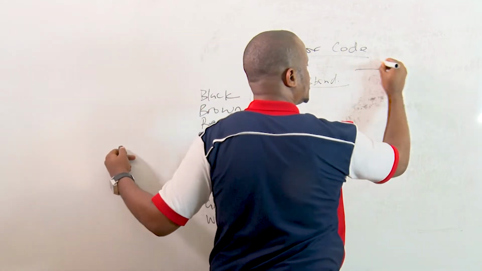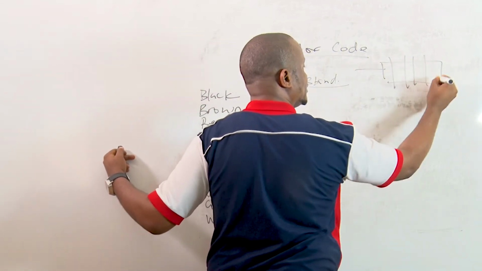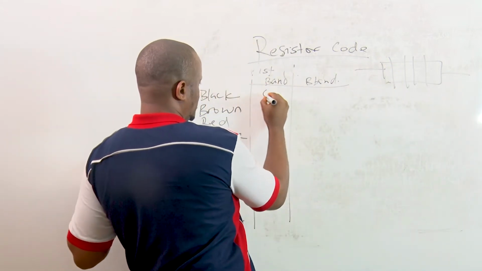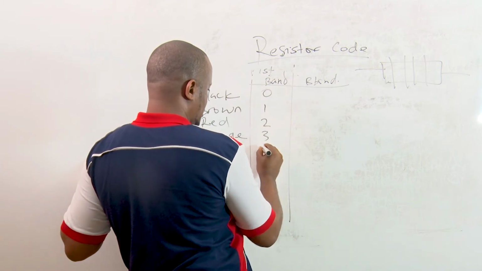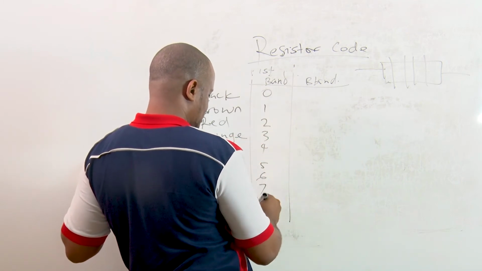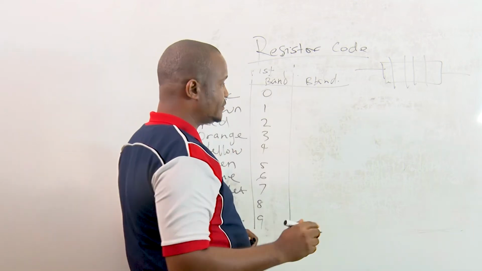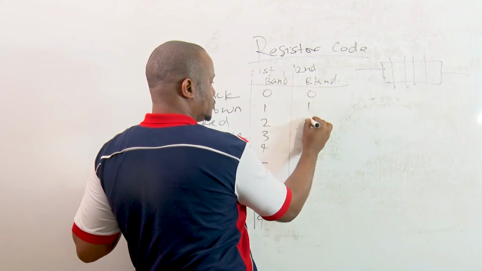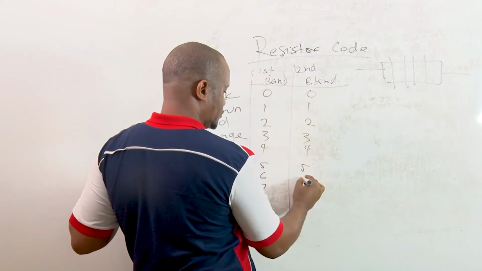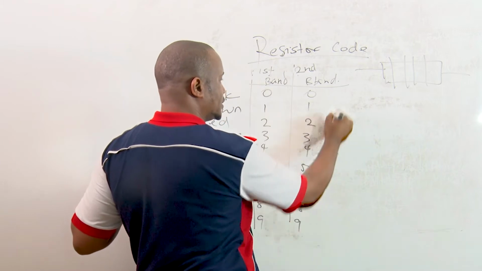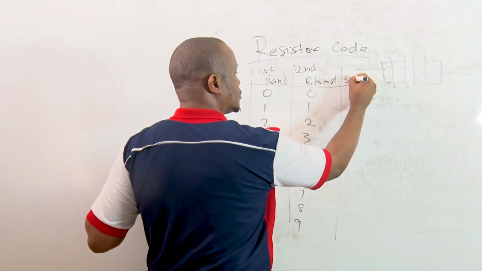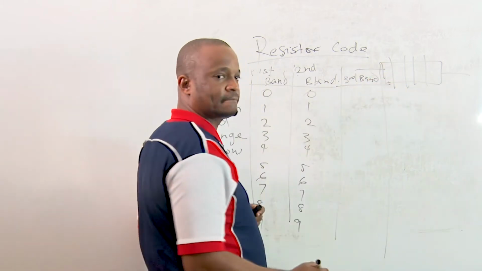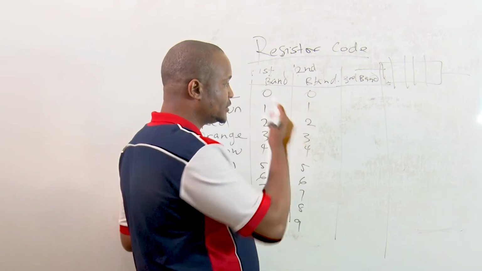So I still draw the resistor. We are reading the 4-band resistor color code. So 0, 1, 2, 3, 4, 5, 6, 7, 8, 9. There are 10 of them. Okay, this is the second band. We also have 0, 1, 2, 3, 4, 5. So nothing changed. It's the same numbering. And then we have the third band. This third band is known as the multiplier.